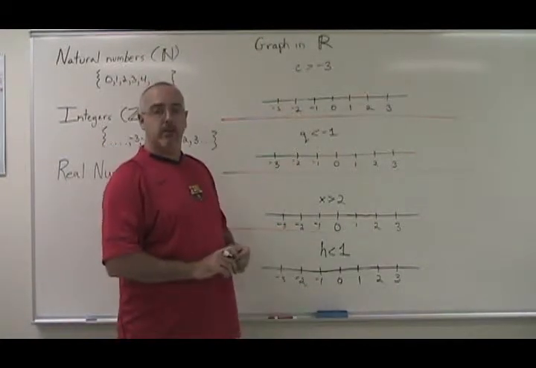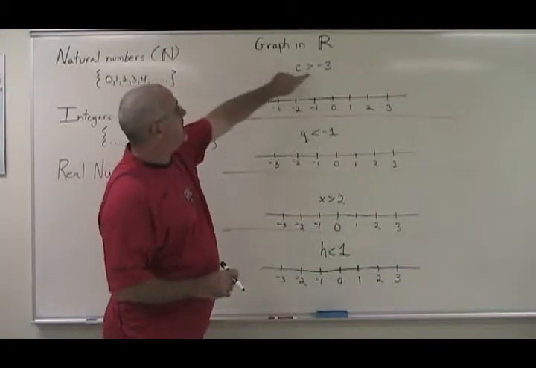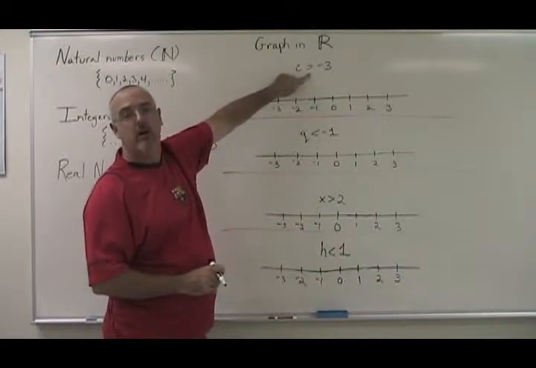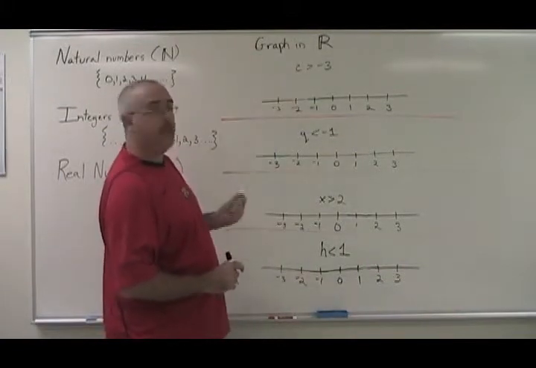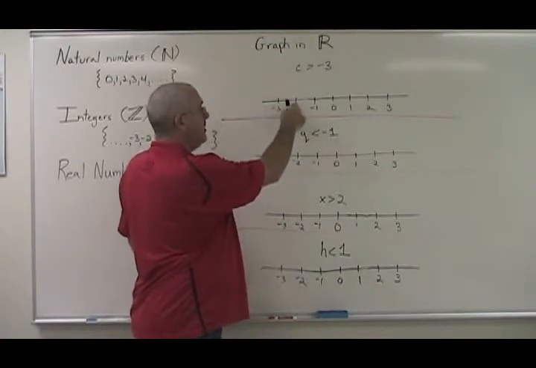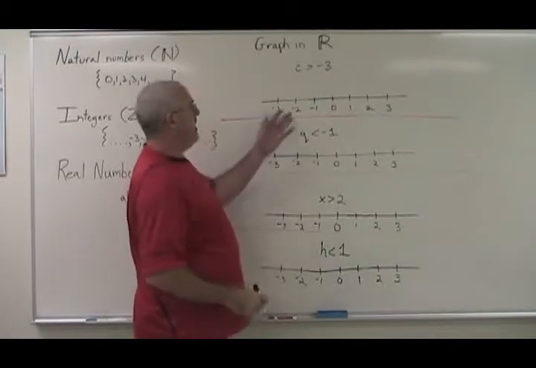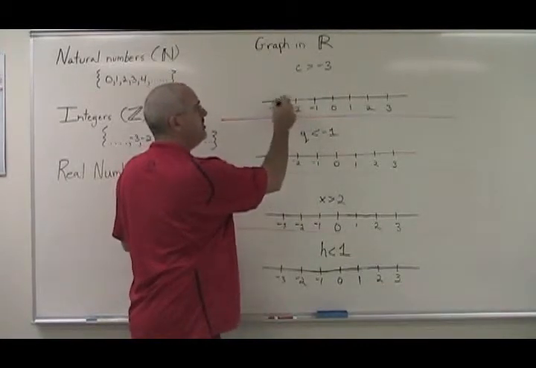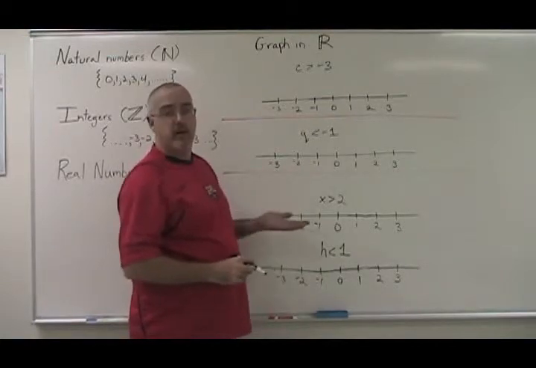Let's do a few more examples of graphing real numbers on the number line. These examples don't have the little or equal to line, and there is something new to do, something different. C greater than negative 3. Negative 3 is not part of the answer. Negative 2 is part of the answer, negative 1, and forever. We know we're going to be shading over here, but how do we show all those decimals and fractions between negative 3 and negative 2? Those are part of the answer. They are greater than negative 3.